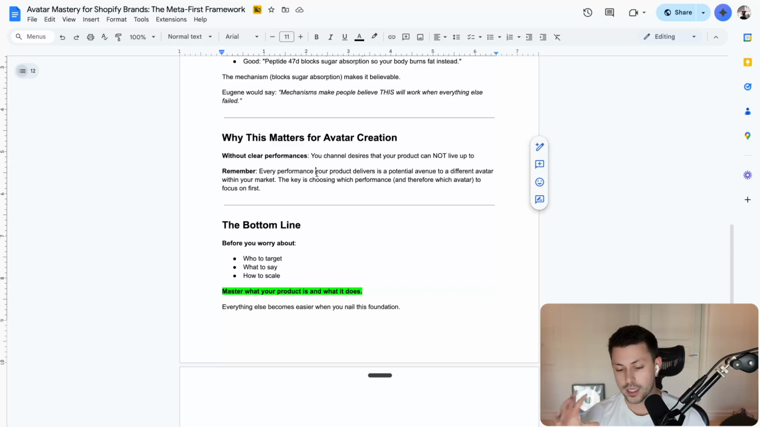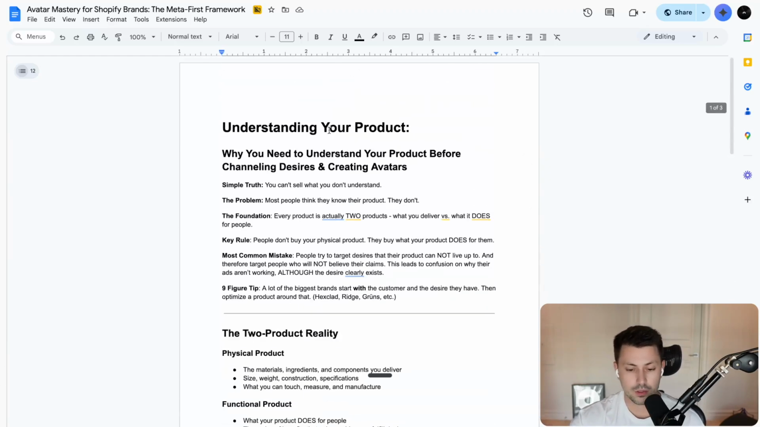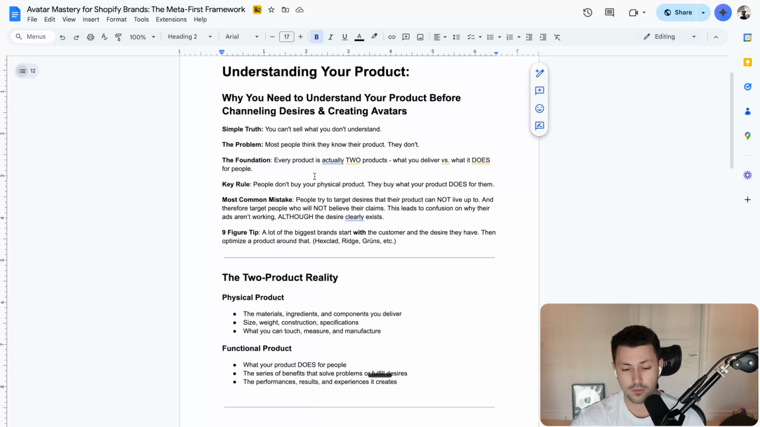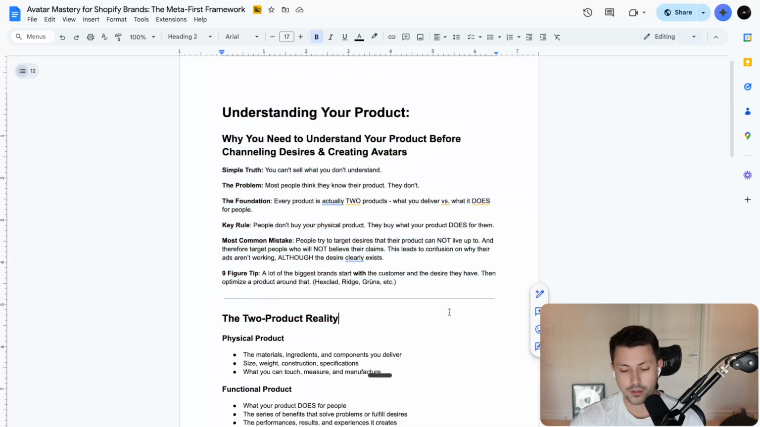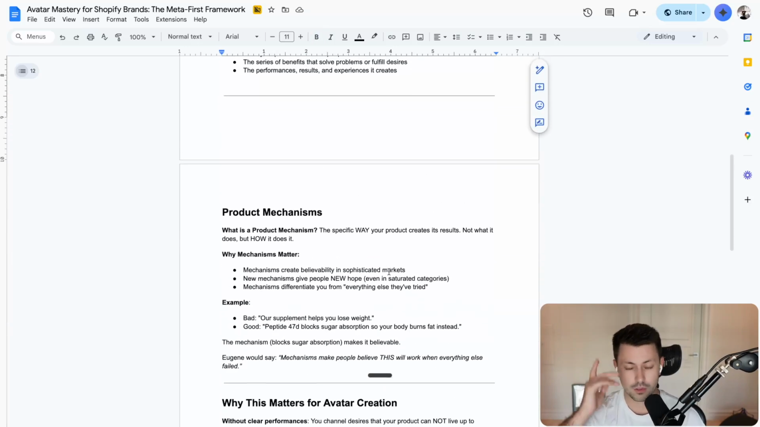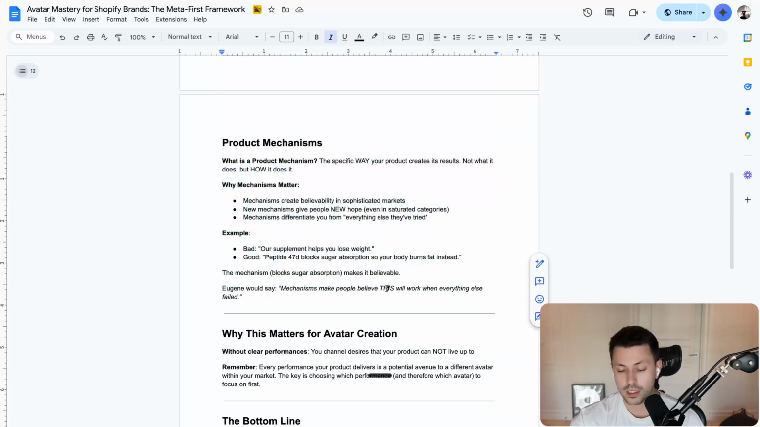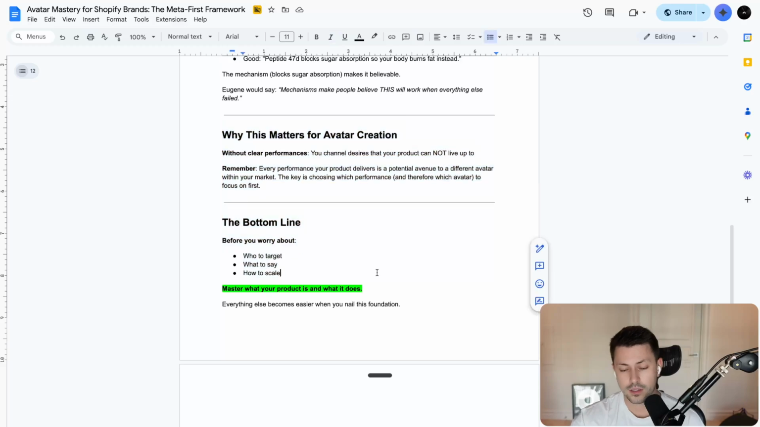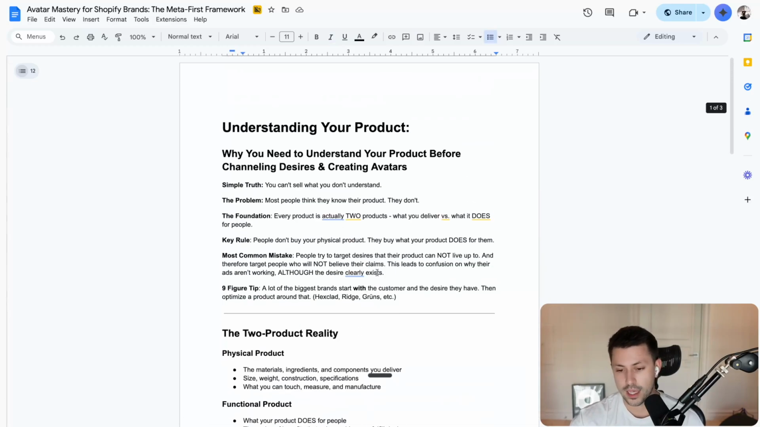At the end of the day, I want you guys to understand that the bottom line is, before you worry about who to target, what to say, how to scale, or do any of this stuff, ABO, CBO, you have to master what your product does, and everything else as a result becomes easier to do. Hopefully those examples that I gave were easy for you guys to understand and follow. You have to understand your product. You have to understand that there's two types of products that you sell, even though it's just one product. You have to understand the importance of mechanisms and be able to identify them in your product. And you have to understand why this is so crucial for avatar creation and desire selection.